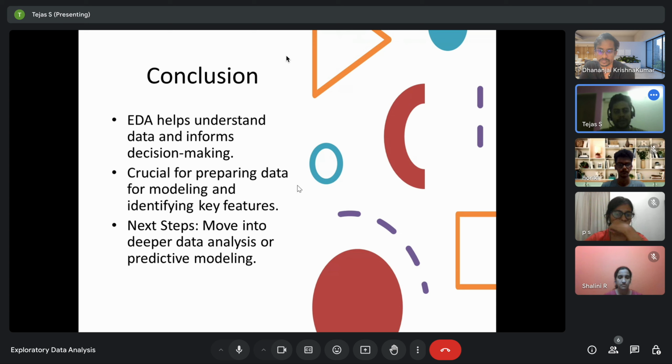And coming to the conclusion, so mainly EDA helps in understanding the data and decision making. It is crucial for preparing data for modeling and identifying the key features. So the next steps after EDA are we can move into deeper data analysis or predictive modeling using the various machine learning algorithms.